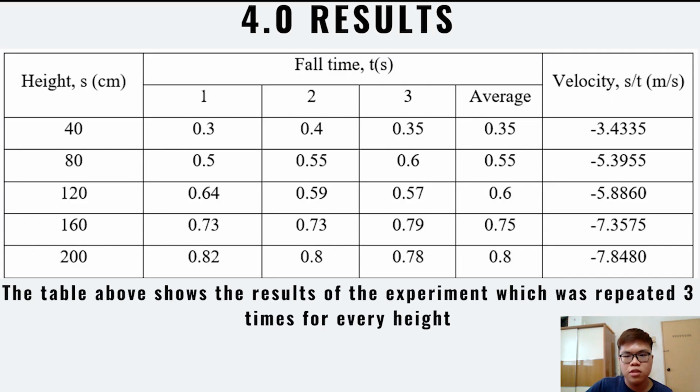Today I'll be presenting the results for Lab 7. In this Lab 7, we have set the free falling height as 40, 80, 120, 160 and 200 centimeters. We have recorded the free falling time 3 times for each free falling height, and we have calculated the average free falling time for each height. Next, we have calculated the velocity for each free falling height based on the average free falling time. The data for the experiment is shown here.